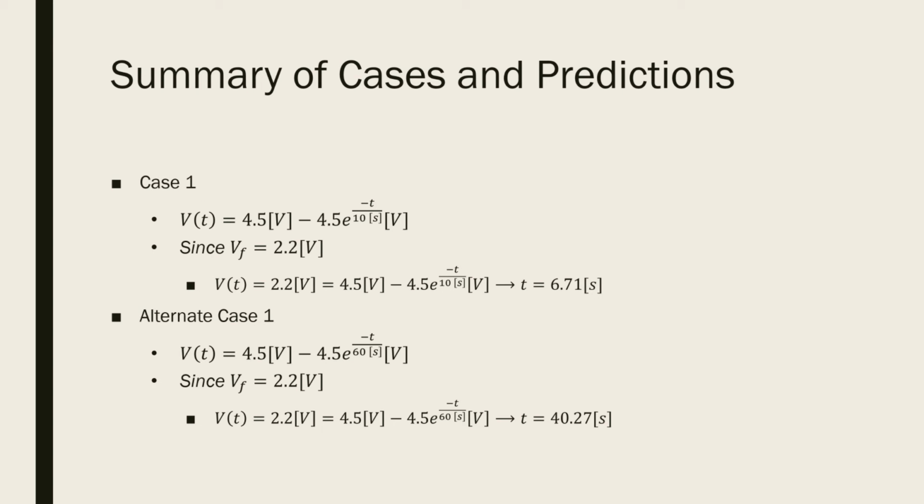Just to summarize our two cases, we have the 600 ohm and the 100 ohm case, and we can set that equal to 2.2 volts, since that's the forward voltage of our LED. Solving for t, we find that with 100 ohms in series, it's going to take about 7 seconds for the LED to light up fully. And for 600 ohms, we're expecting something around 40 seconds.